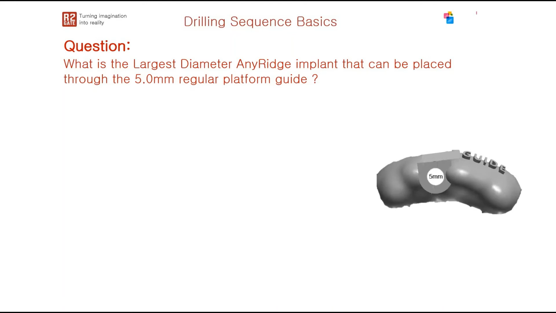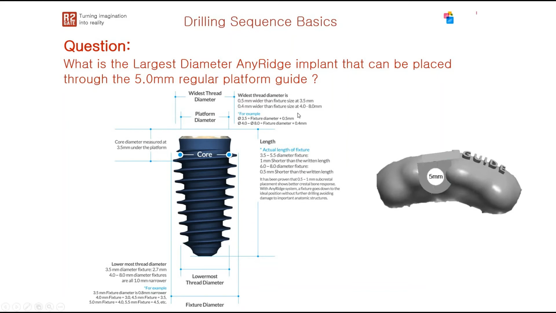So knowing this information, the question is for MegaGen AnyRidge users: what would be the largest diameter AnyRidge implant that you can place through the regular platform 5 millimeter surgical guide? Well, the answer is 4.5. The reason why is because with the AnyRidge implants, the widest thread diameter is 0.5 millimeter wider than the fixture at 3.5 and 0.4 millimeter wider than the fixture itself at 4.0 to 8 millimeter. So for example, the 3.5 millimeter implant, the widest diameter is actually 4. On the other hand, for the 4.0 millimeter diameter all the way up to the 8.0 millimeter implants, the fixture diameter is plus 0.4. So a 4.5 millimeter implant is actually 4.9, and that will be the widest implant that could be placed through the surgical guide.